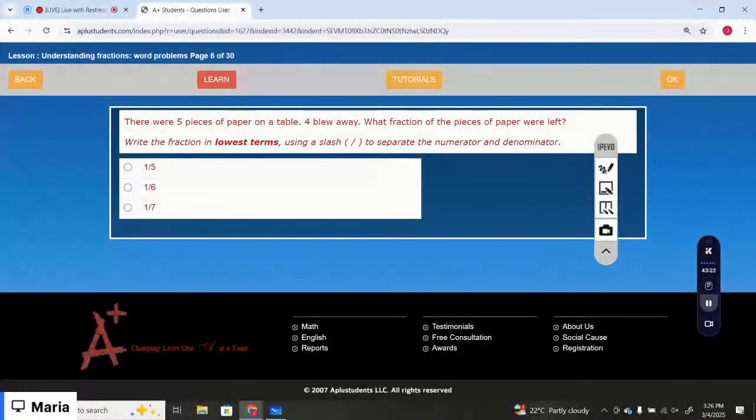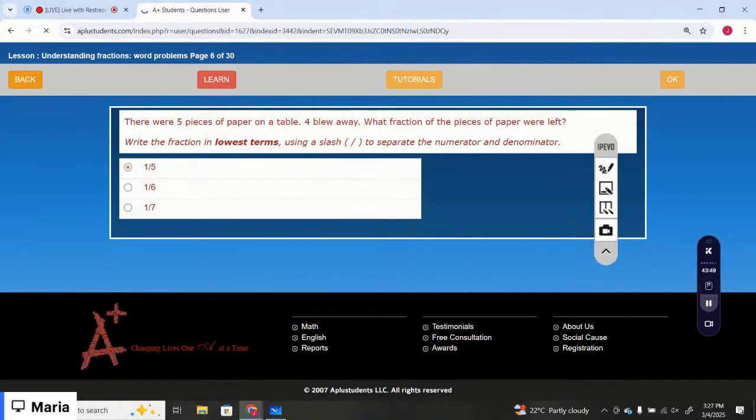There are 5 pieces of paper on a table. Four blew away. How many pieces of the paper were left? So 4 blew away, you are left with only 1. So that means 1 out of 5 is there on the table.